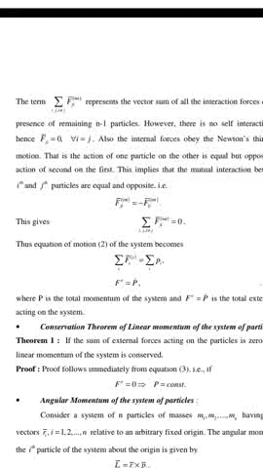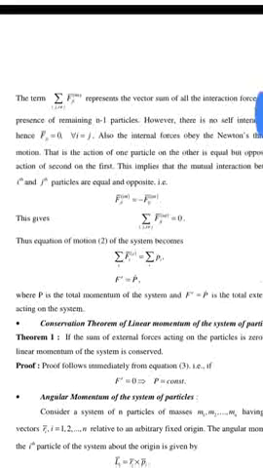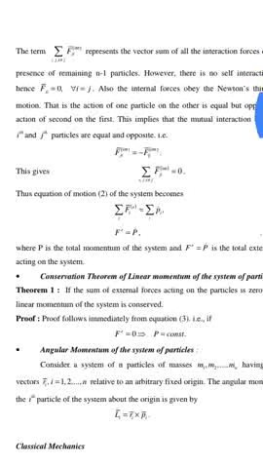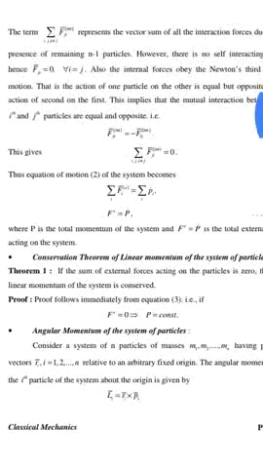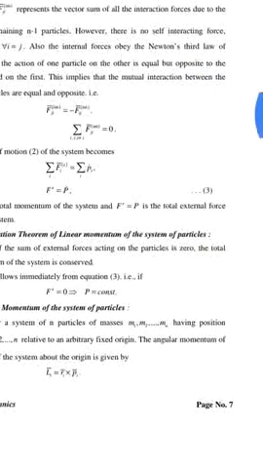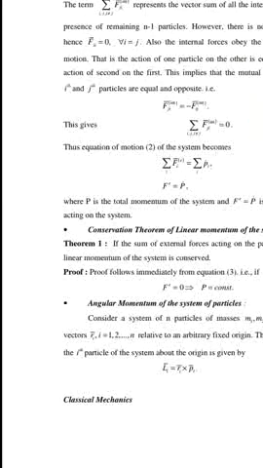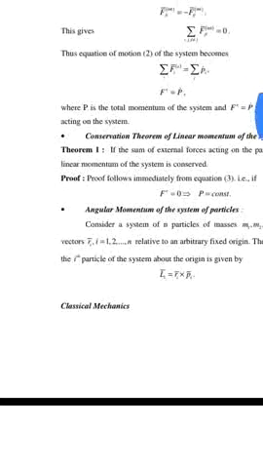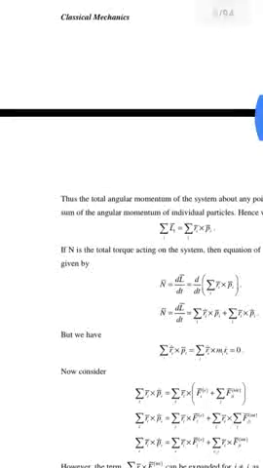Therefore the sum of Fi is equal to P bar dot. Therefore F bar is equal to P bar dot, where P is the total momentum of the particles, and F is the total external force acting on the system. This is our required proof.